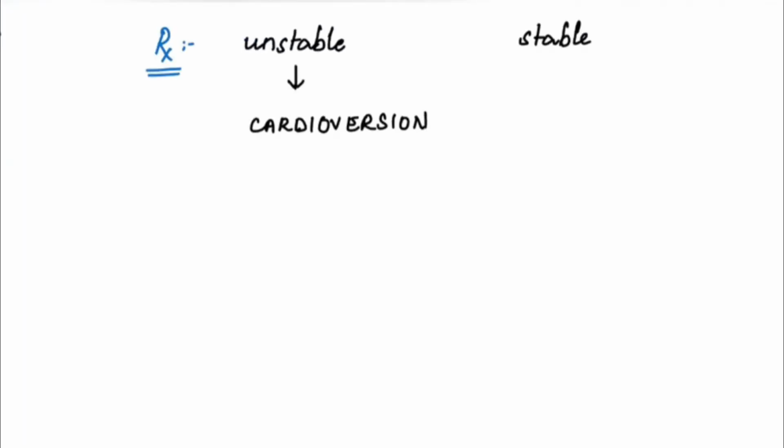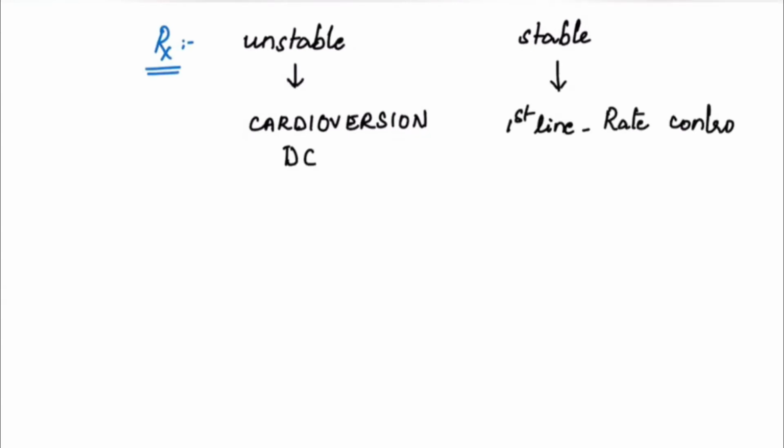Now coming to the treatment of atrial fibrillation, if the patient is unstable, then cardioversion is done, and if the patient is stable, the first line is to do a rate control by giving beta blockers or calcium channel blockers.